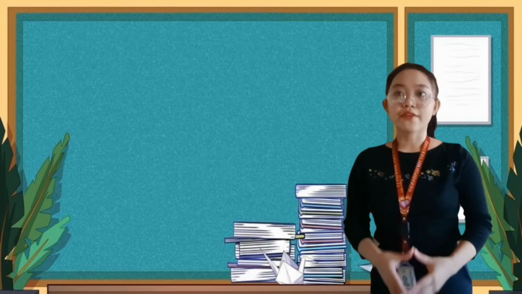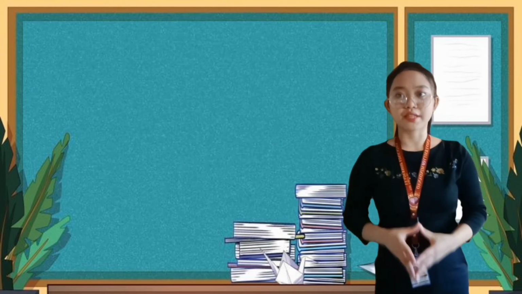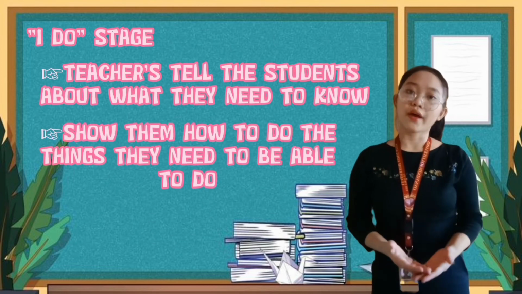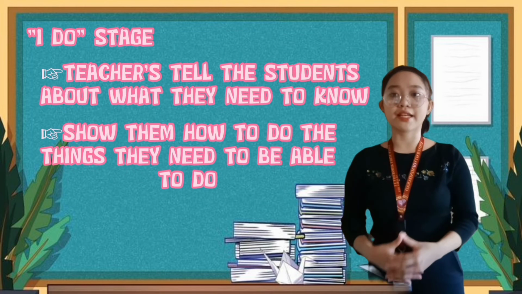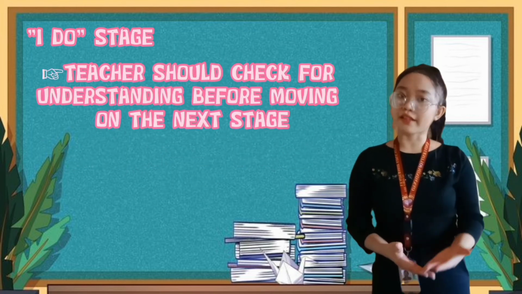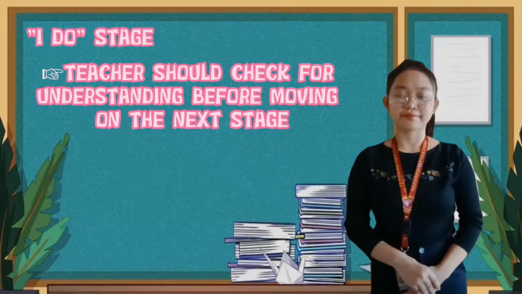Starting with the first stage, which is the I do stage. In this stage, teachers tell the students what they need to know and show them how to do the things they need to be able to do. Then, teachers should check for understanding before moving on to the next stage.